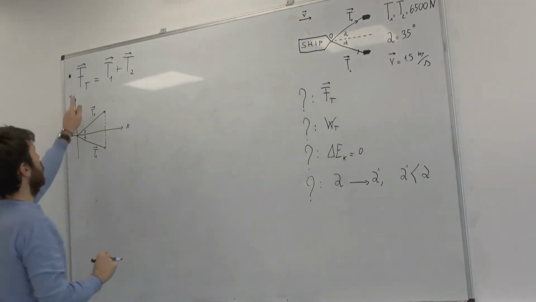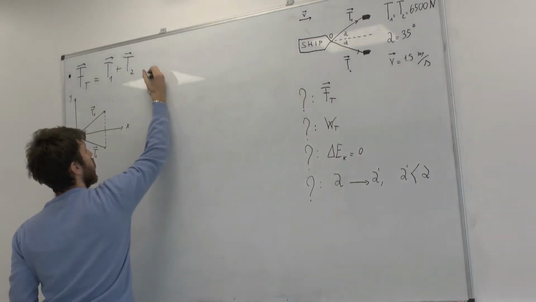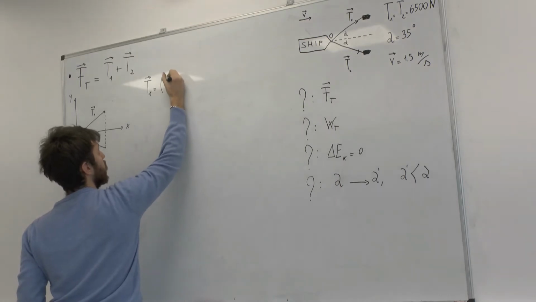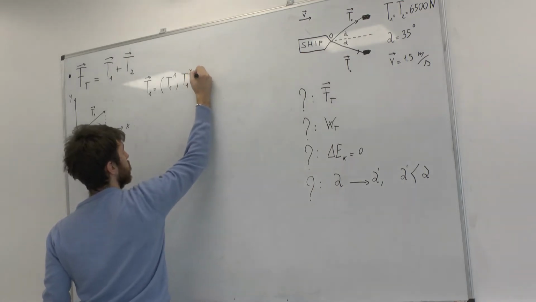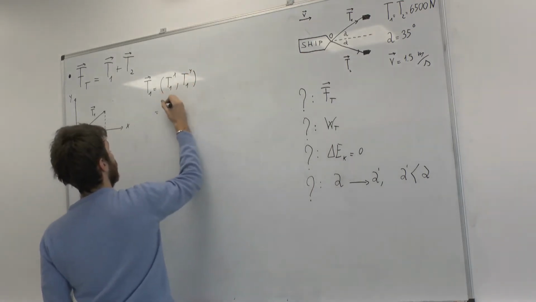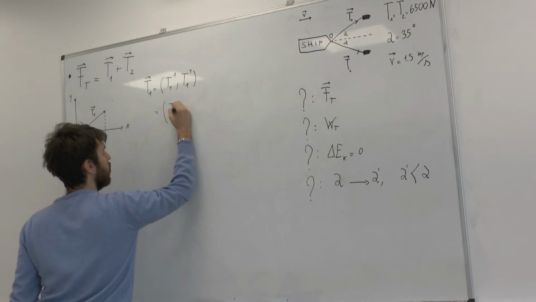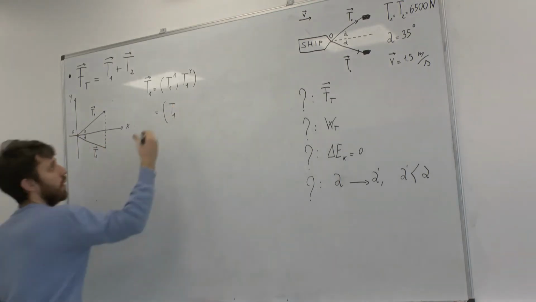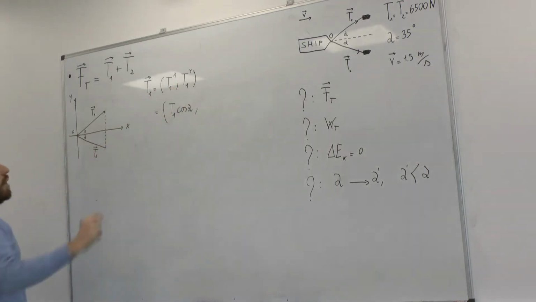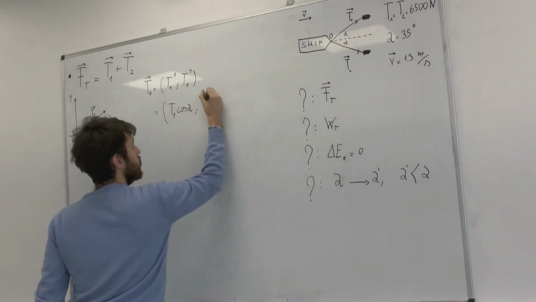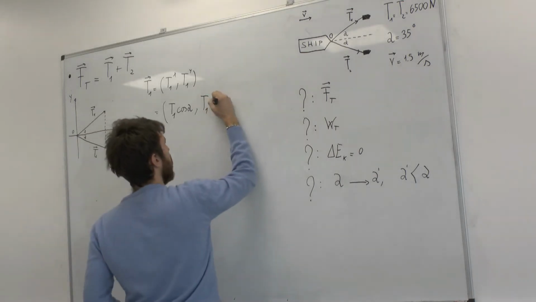Well, so we have to write down T1 and T2 in components. About T1, we have an x component and a y component. The x component is given by T1, the modulus, times the cosine of the alpha angle, while the y component is given by T1 times the sine of the alpha angle.